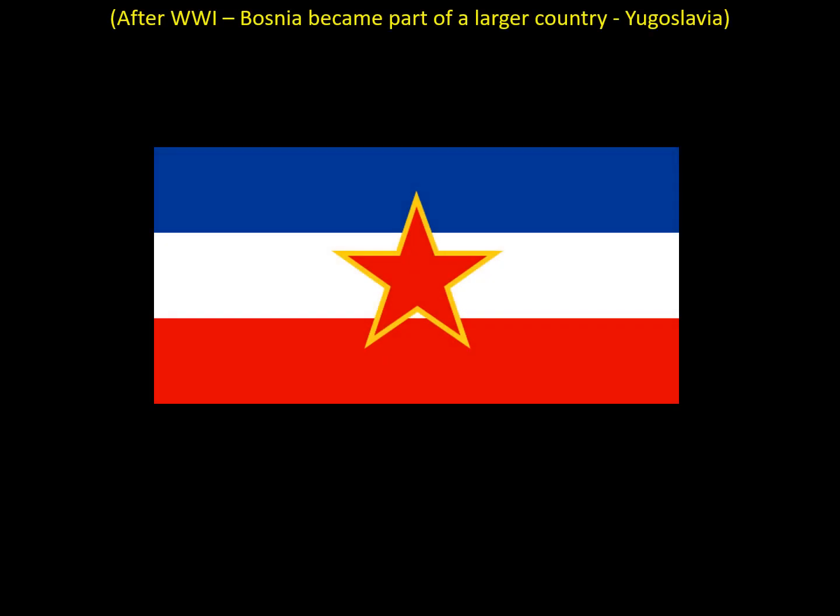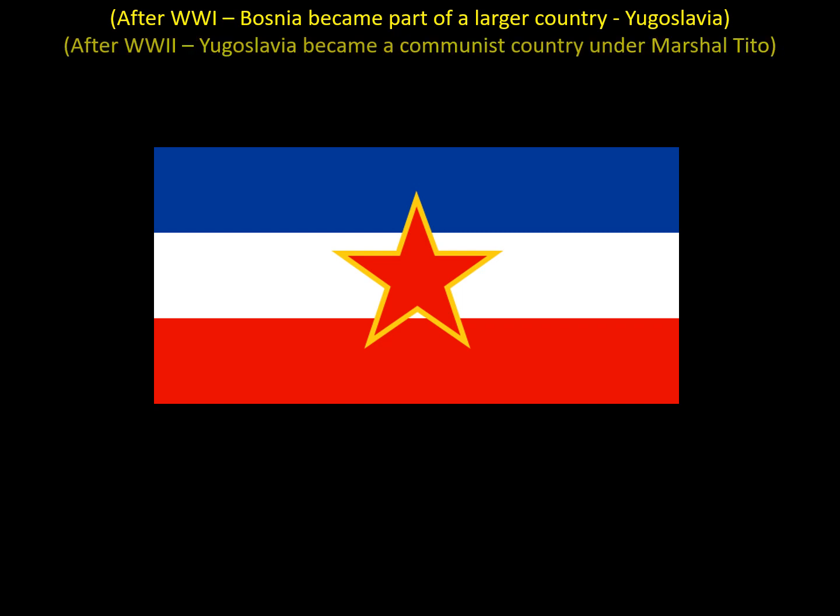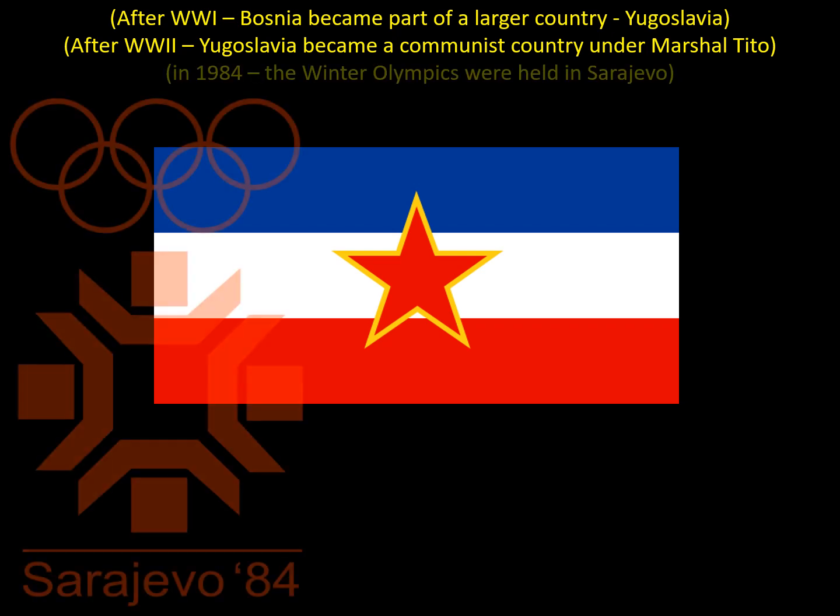Before we go on, I just want to take a little time out here and talk about the history of Bosnia. After World War I, Bosnia became part of a larger country, Yugoslavia. Serbia, Croatia, Slovenia, many of the other small Slavic countries are all lumped in together. After World War II, Yugoslavia became a communist country under Marshal Tito.